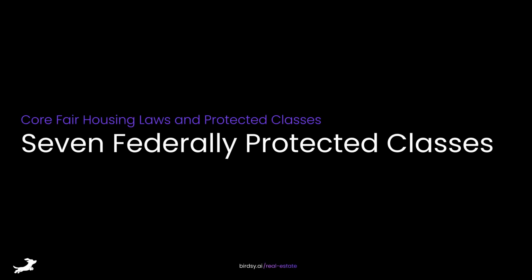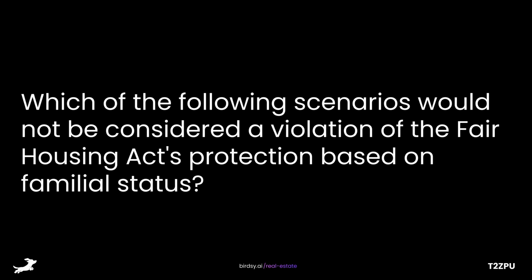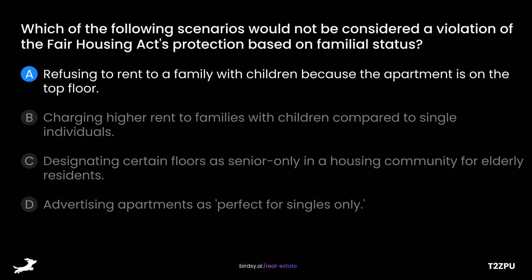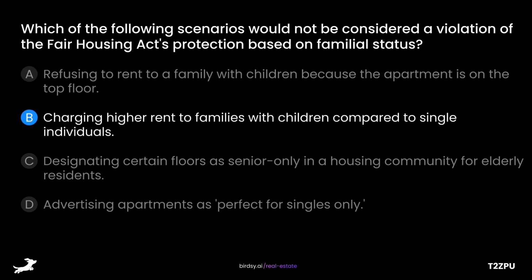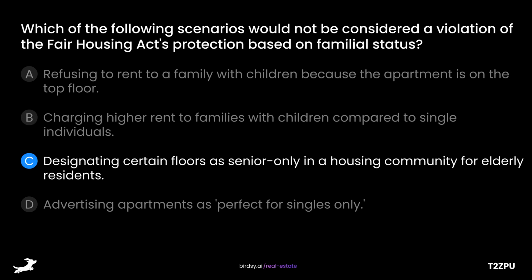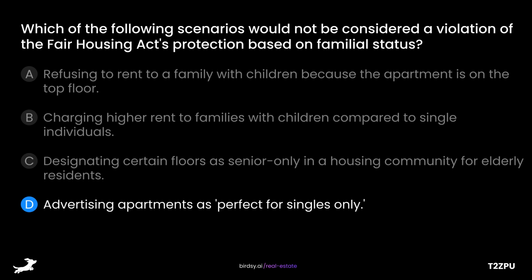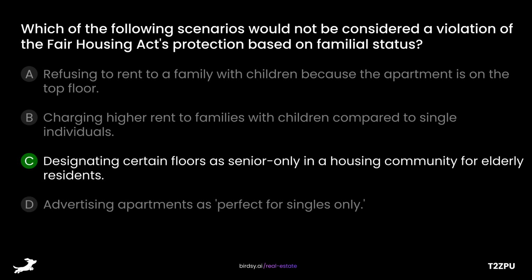Seven federally protected classes. Which of the following scenarios would not be considered a violation of the Fair Housing Act's protection based on familial status? Is it A, refusing to rent to a family with children because the apartment is on the top floor? B, charging higher rent to families with children compared to single individuals. C, designating certain floors as senior-only in a housing community for elderly residents. Or D, advertising apartments as perfect for singles only. The answer is C, designating certain floors as senior-only in a housing community for elderly residents.